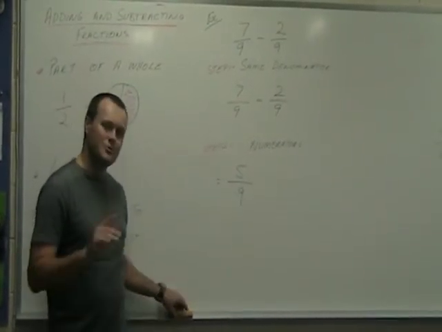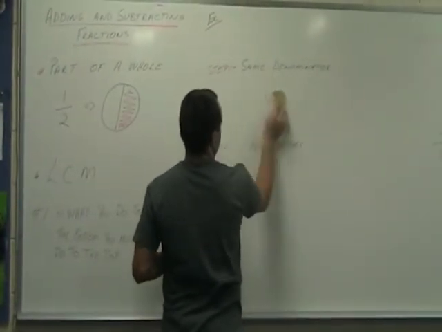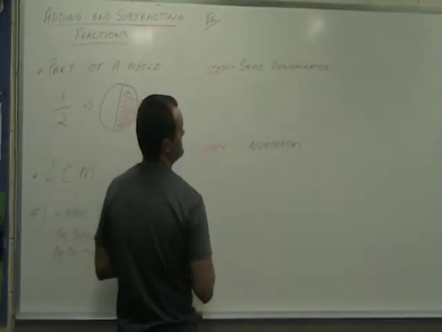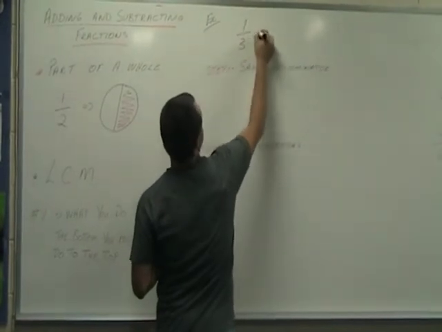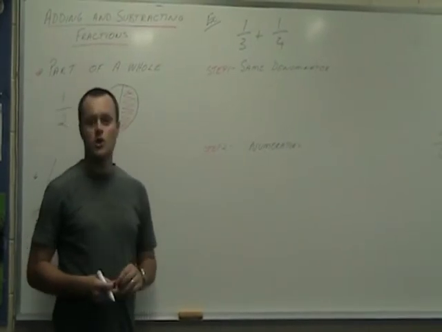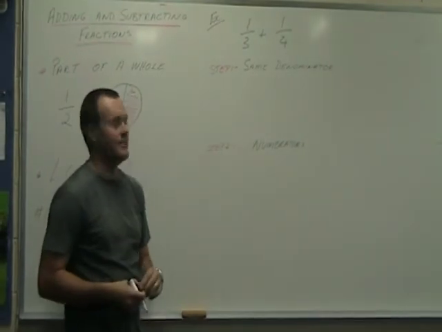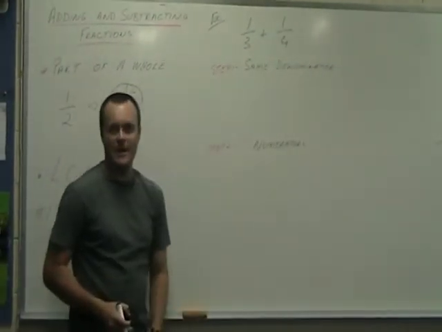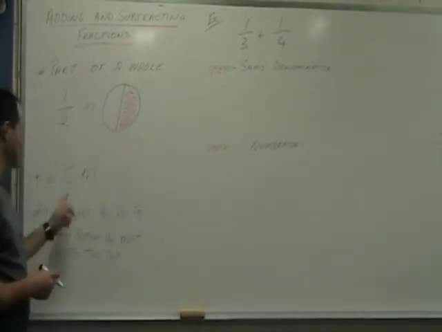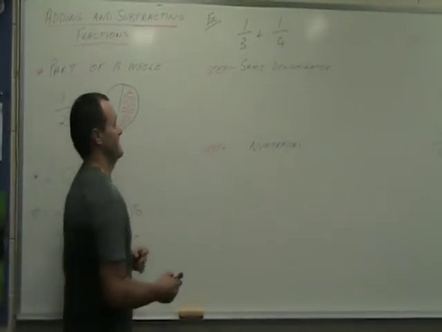Let's look at one that's a little bit different. 1/3 plus 1/4. Step number 1, same denominator. They have different denominators at the moment, so we need to find a common one. What we're looking for is the lowest common multiple, the LCM. How do we find that?